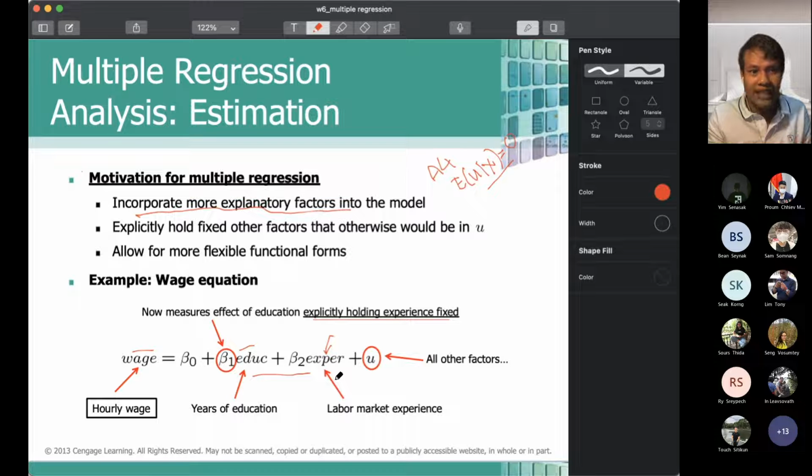In simple terms, the meaning is that, for instance, if you want to measure the effect of education on wage, you compare the wage between people who have different education but the same experience. All right, that's what it means.